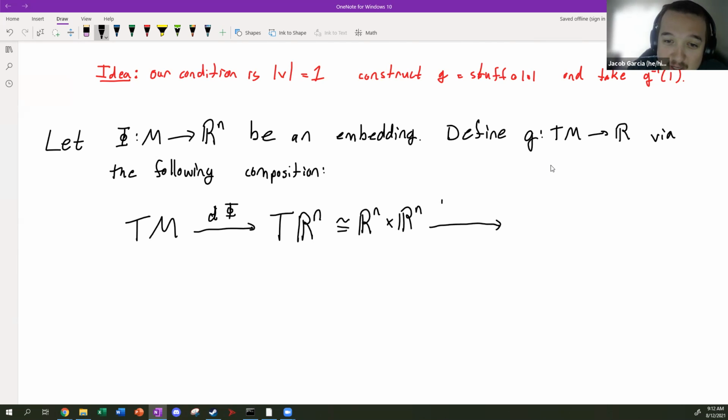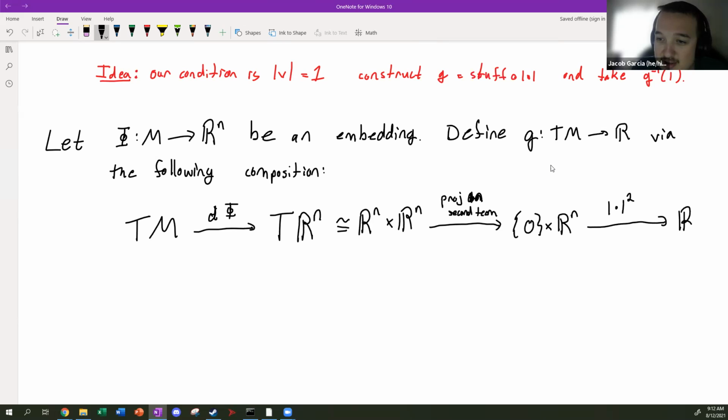The second thing that we're going to do is projection on the second term. So we're just going to get 0 cross, or maybe projection on second term. And then here we're going to take the square of the length, or the norm.